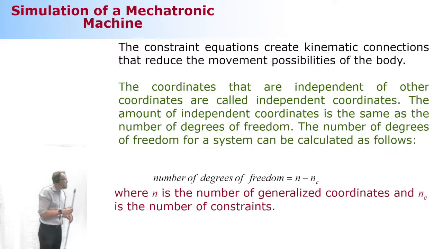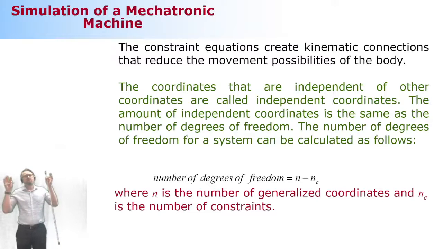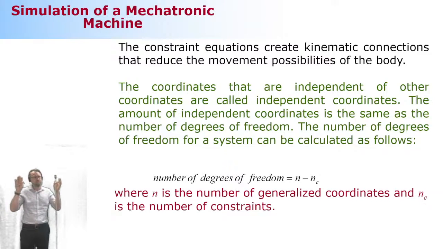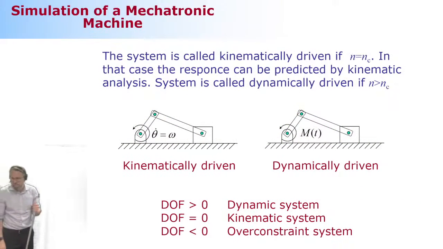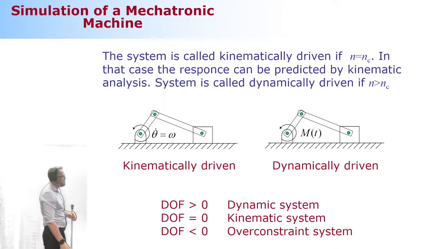All right. And now we can have three different scenarios. The number of degrees of freedom can be positive, more than zero.